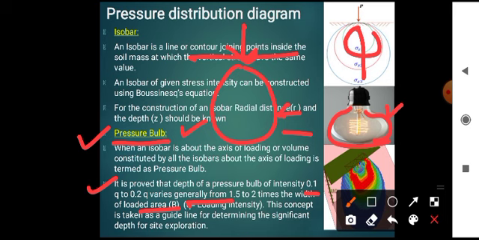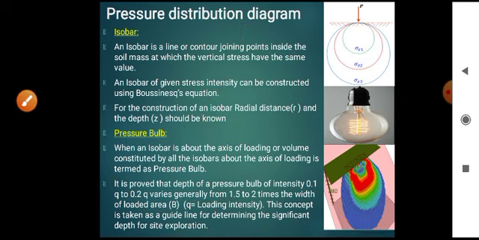Okay, so this concept is taken as a guideline for determining the significant depth for site exploration. In the first unit of soil exploration, I had explained about the significant depth. That means the depth up to which we have to explore the various properties of the soil. The geotechnical engineer or site in charge has to focus up to this particular depth in understanding the type of material which is there in the ground.